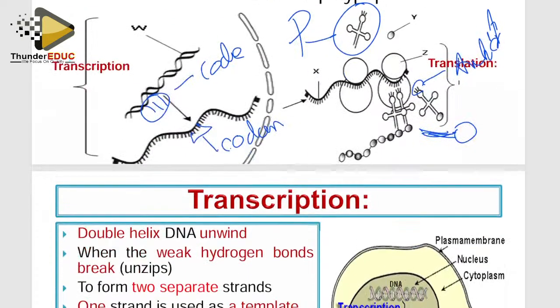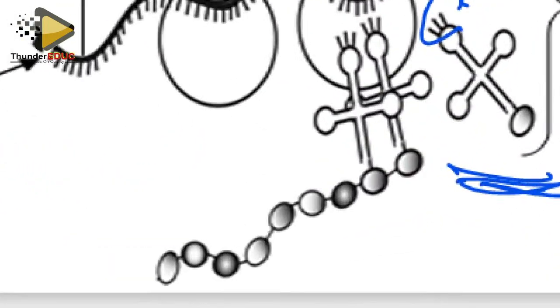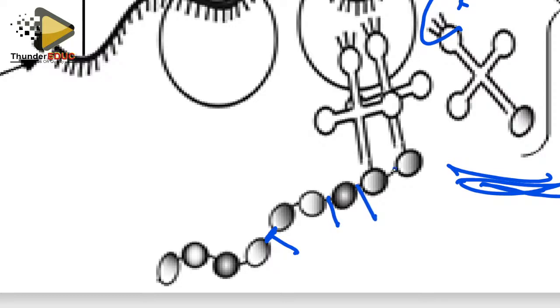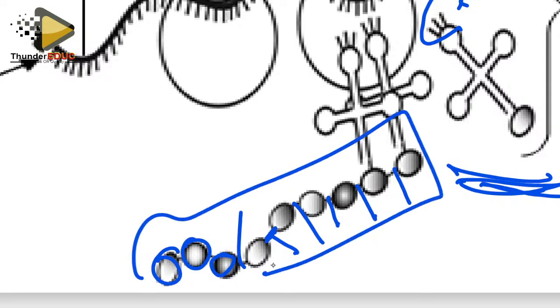O is a polypeptide chain. Let me show you what a peptide bond is. Let me zoom this out. This is the polypeptide. This is a peptide bond. We don't have a polypeptide bond; we have a peptide bond. You see these lines? These are the peptide bonds. This circle is an amino acid. So the whole structure is a polypeptide chain. Is it clear?